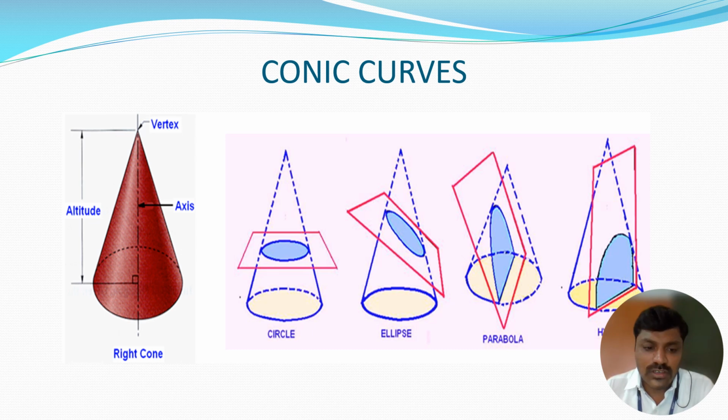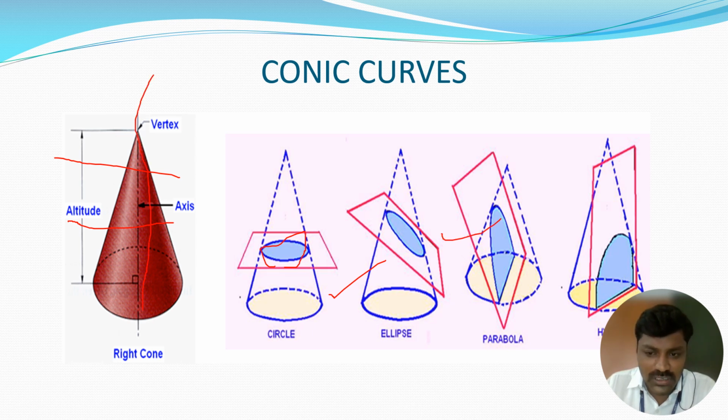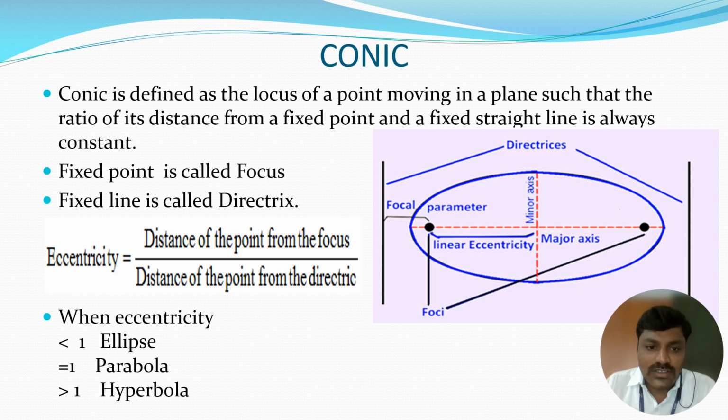Conic curves. This is the right circular cone. For example, if you cut a cone in the center and see the surface, it will be circle in shape. If you cut a cone at some angle, it is called an ellipse. As the angle is further increased, it is a parabola. If the cone is cut perpendicularly, it is called a hyperbola. These are the conic sections.